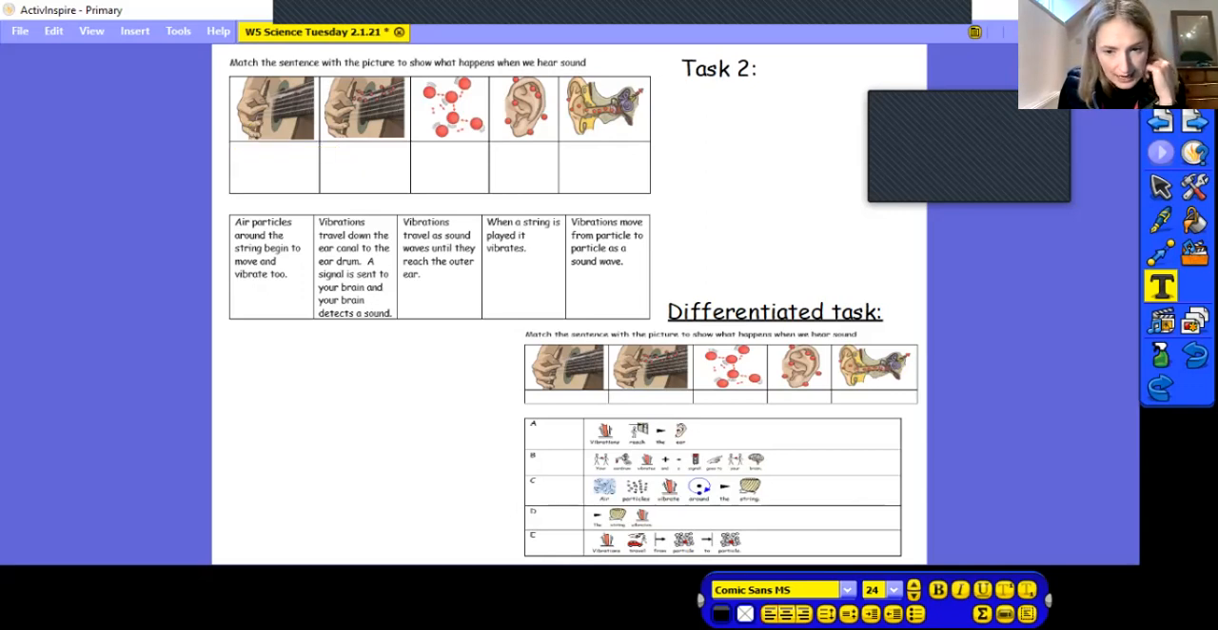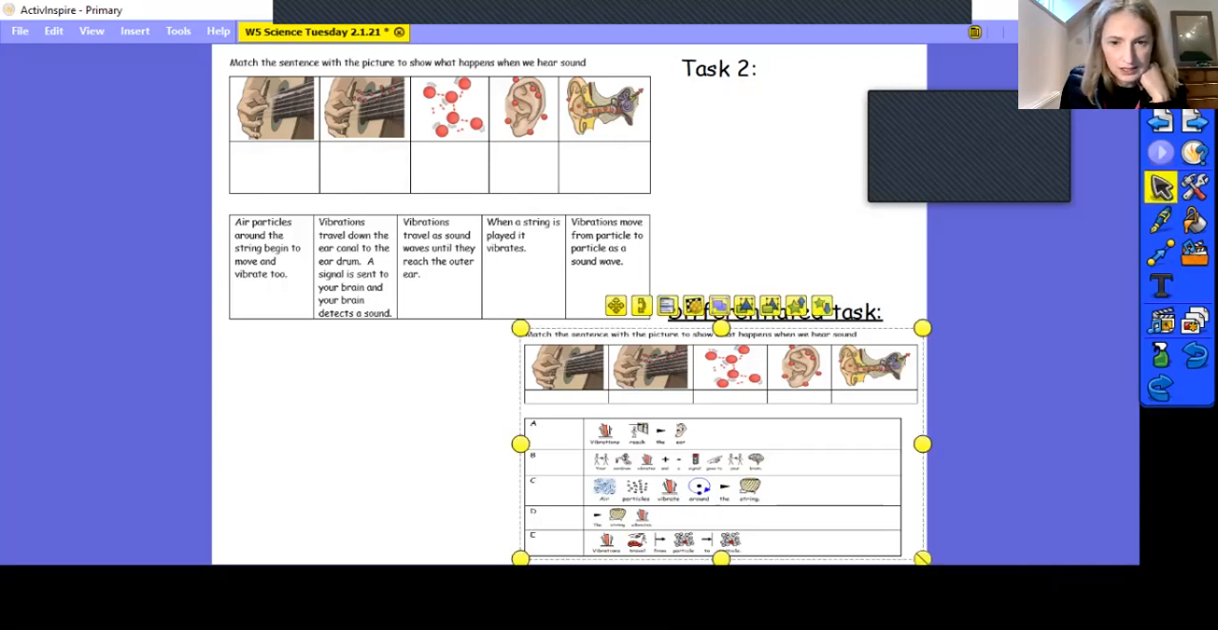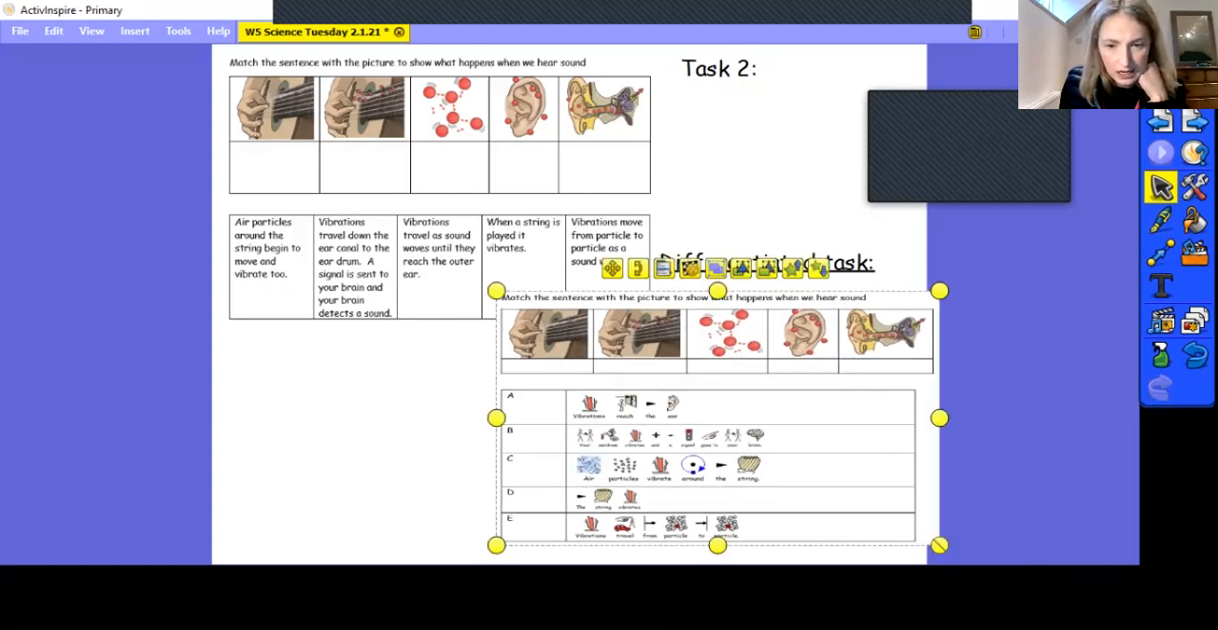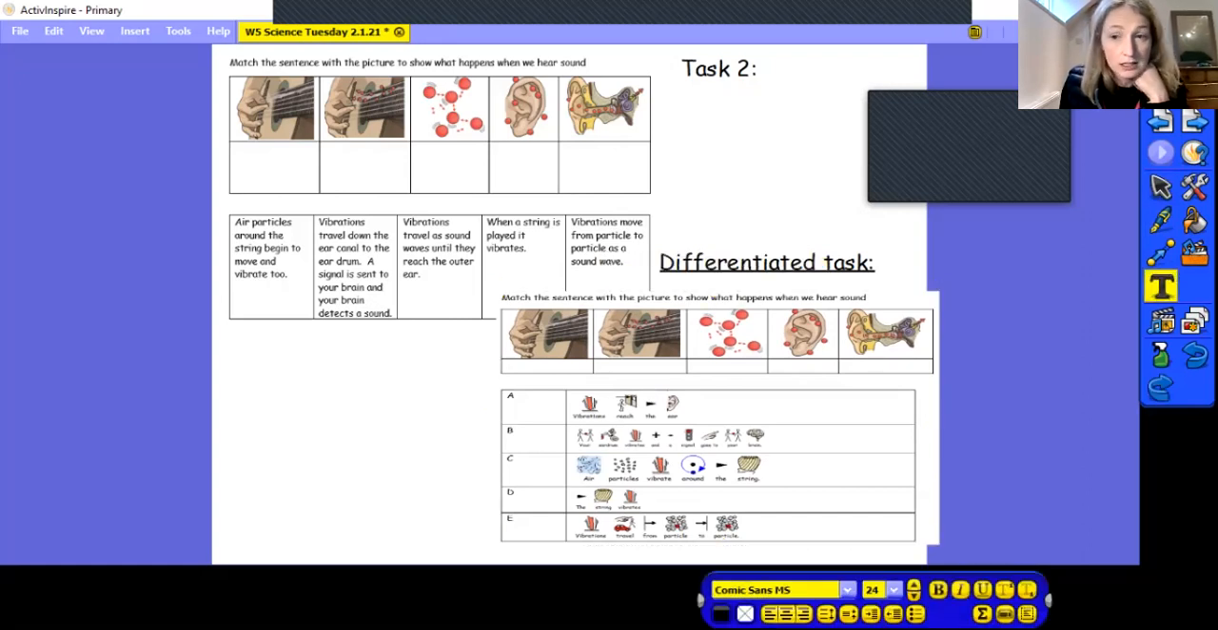The slightly different task is you have got your sentences written here. So you've got to find the sentence that goes with the picture. If you think it is, with this picture, the second sentence, I'll just make it a bit bigger so you can actually see this. So you can see the sentences down here. Your eardrum vibrates and a signal is sent to your brain. If you think that's the right sentence, then you would type in B in that box. If you think the right sentence is actually A, you would type in A, and then you would go on to the next picture and type in the box that you think is right.